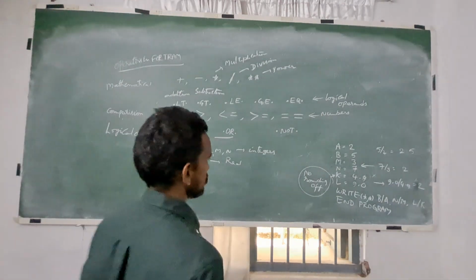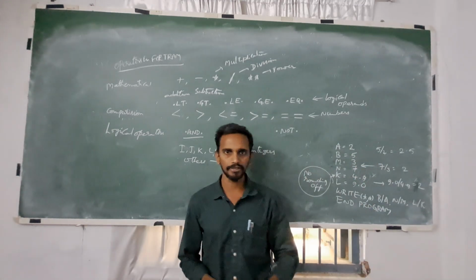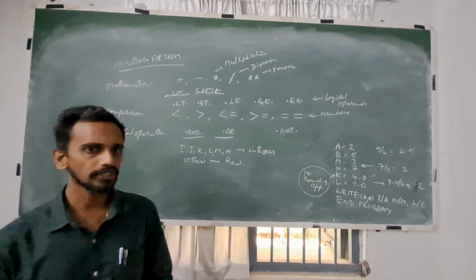So that's about implicit none and its effect on mathematical operations. The rest of the details we will see in the next session.